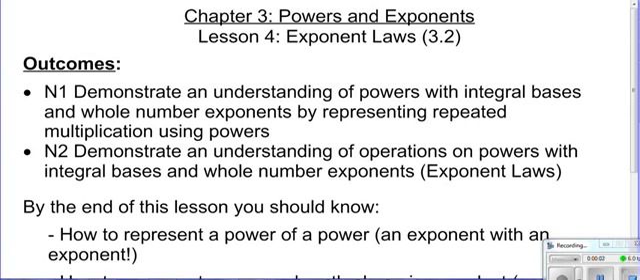Okay, we're going to continue on with exponent laws in lesson 4 for chapter 3, powers and exponents. And we're going to look at the last 3 exponent laws today. We're going to look at power of a power, power of a product, and power of a quotient. These examples are all going to involve brackets. And so let's start.